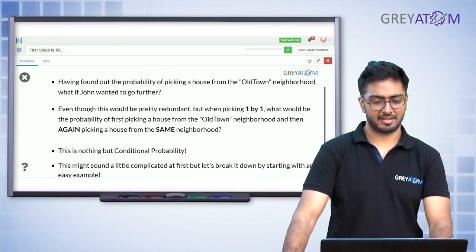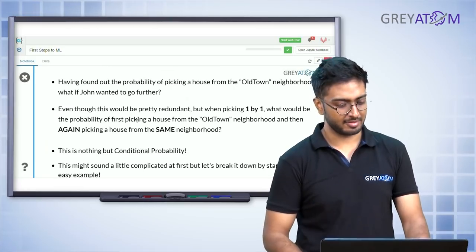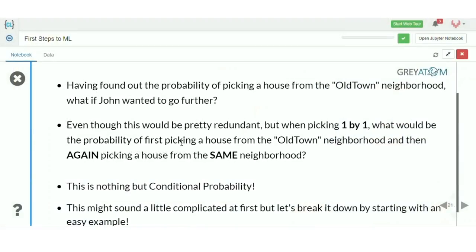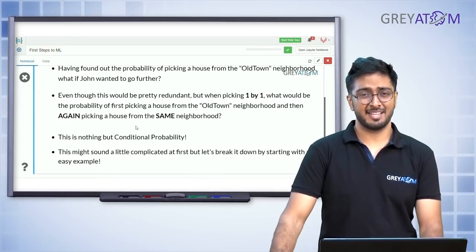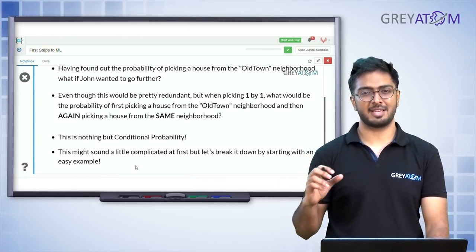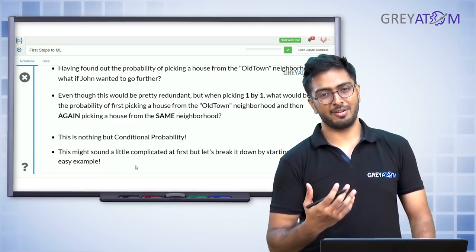Now what if John was extra curious? Having found out the probability of picking a house from the Old Town neighborhood, what if John wanted to go further? So let's see what John wants to do now. Even though this would be pretty redundant, when picking one by one, what would be the probability of first picking a house from Old Town? So now John is doing something slightly more advanced than what he was told to do. Earlier he was just picking one house and seeing that the probability of it belonging to Old Town is 7%, which is awesome. Now he's saying, okay, I get that. When I pick it the first time, I get 7%. Now that I've picked already one house from Old Town or whatever locality, I've picked one house.